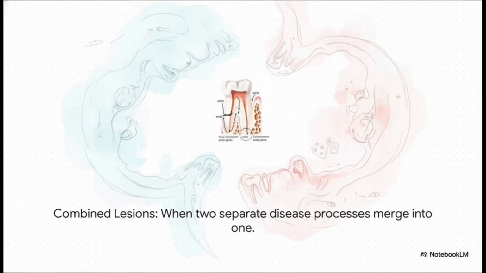Of course, it's not always going to be that black and white, right? Sometimes you get these combined lesions, where an endo problem and a perio problem literally merge and become one giant lesion. And this is where the diagnosis can get really, really tricky.